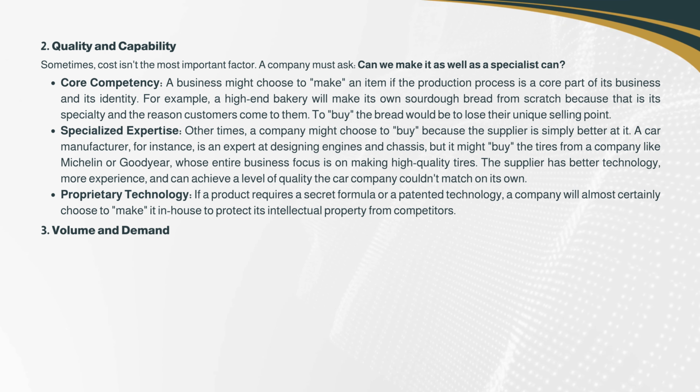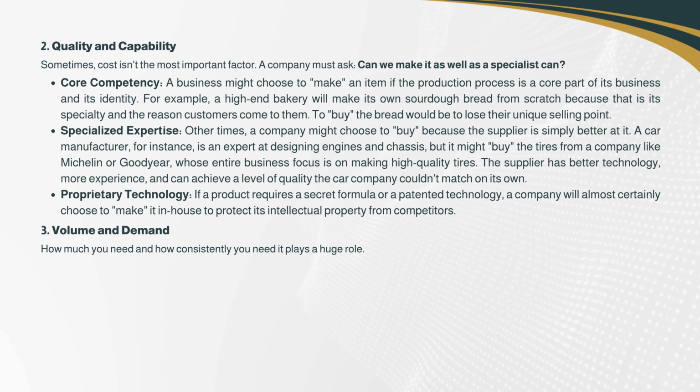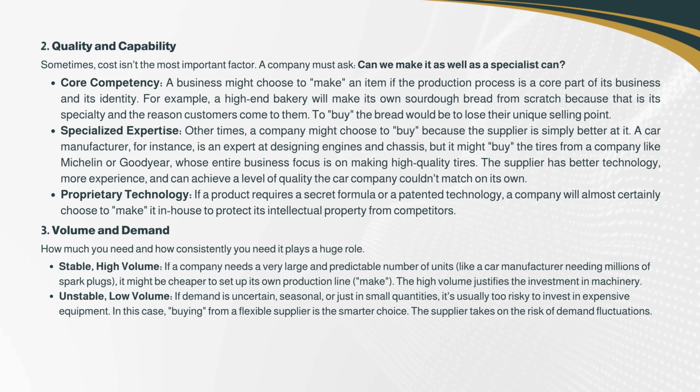3. Volume and demand. How much you need and how consistently you need it plays a huge role. Stable, high volume. If a company needs a very large and predictable number of units, like a car manufacturer needing millions of spark plugs, it might be cheaper to set up its own production line, make. The high volume justifies the investment in machinery. Unstable, low volume. If demand is uncertain, seasonal, or just in small quantities, it's usually too risky to invest in expensive equipment. In this case, buying from a flexible supplier is the smarter choice. The supplier takes on the risk of demand fluctuations.